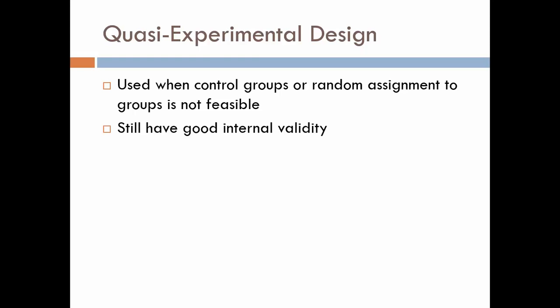What's missing is the random assignment. I couldn't say, okay, you guys go live here in this group home, and you guys go live here in this group home. They were already living there. So I wasn't able to use the random assignment there. So that's what makes it quasi-experimental. So if I'm unable to have a control group or unable to randomly assign them to the groups, they still have good internal validity, not as high as a classic experimental design.